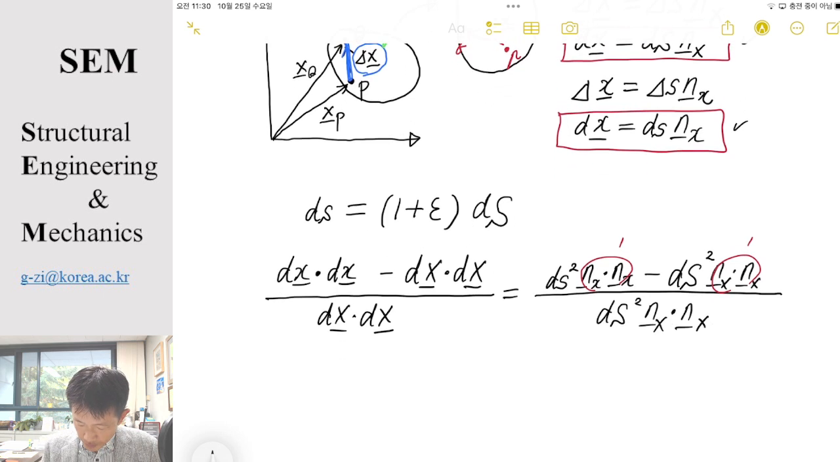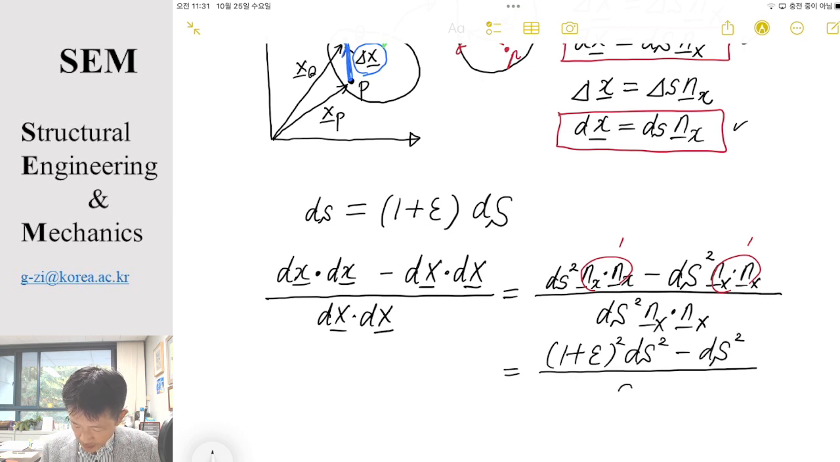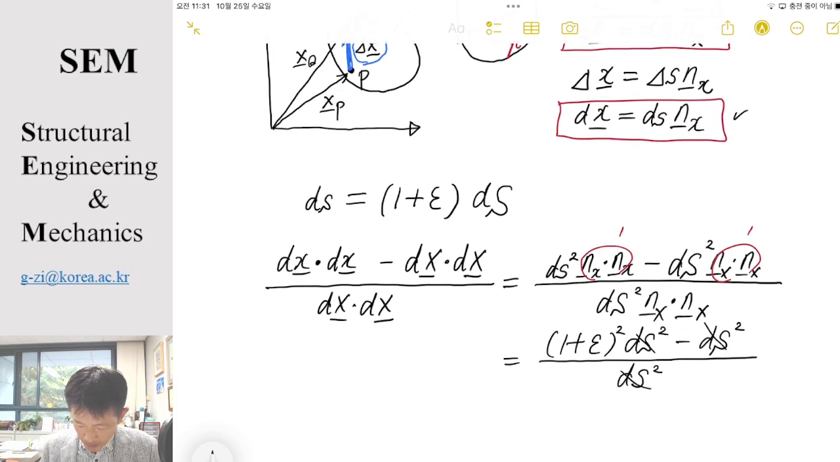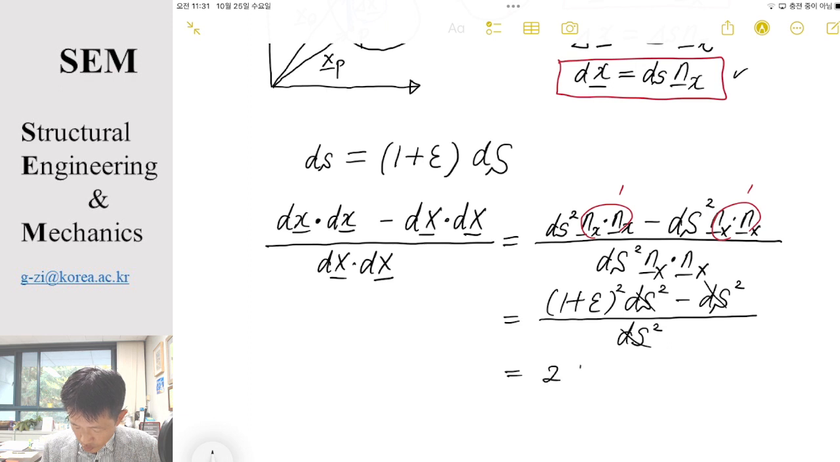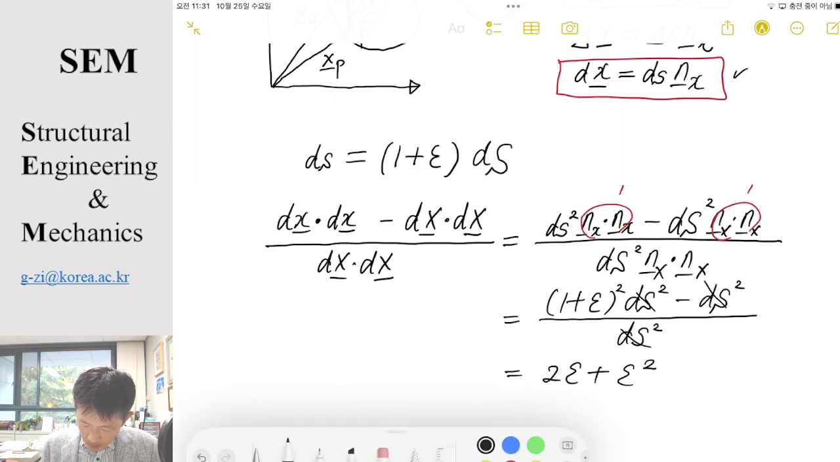So that is simplified using this relation, and this is simplified as 1 plus the epsilon, the fraction of the length change, squared, capital S squared minus t capital S squared, divided by t capital S squared. So here cancel, and then this is equal to epsilon plus epsilon squared. That's what we can obtain. And then we can write dx here.